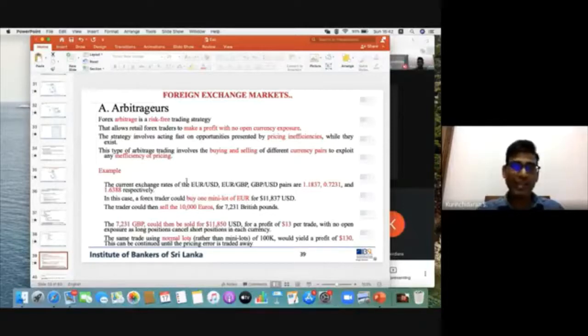Earlier I said only 10,000. That is the mini lot, we call it. But if you go for a normal lot, that's 100,000. If you do it for $100,000, then you will get an additional $130. The arbitrageurs can do this continuously until this pricing gap is traded away. The pricing inefficiency vanishes.